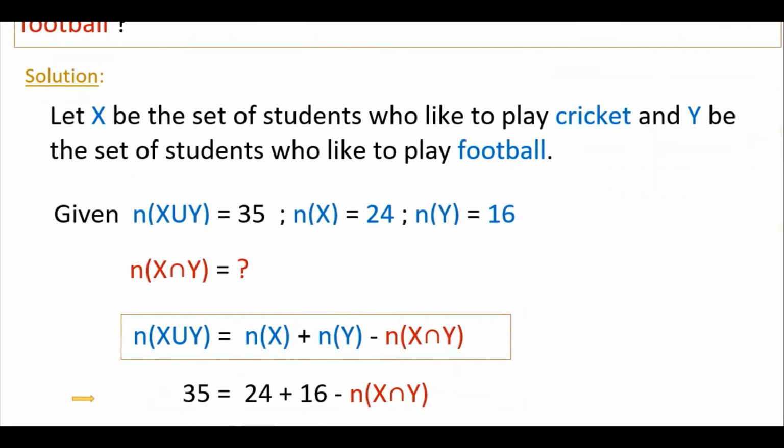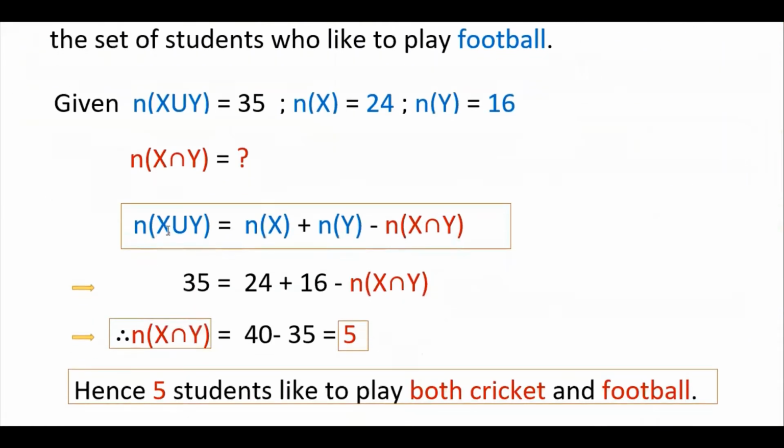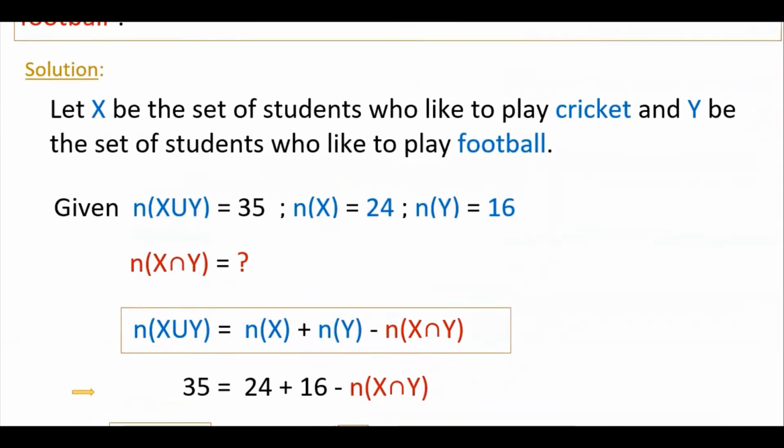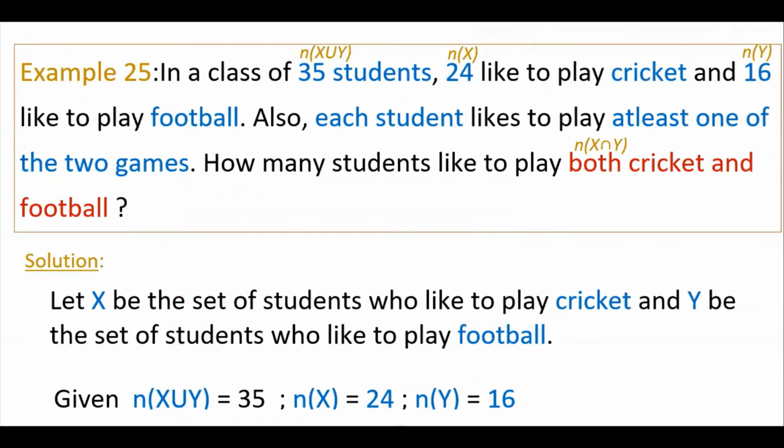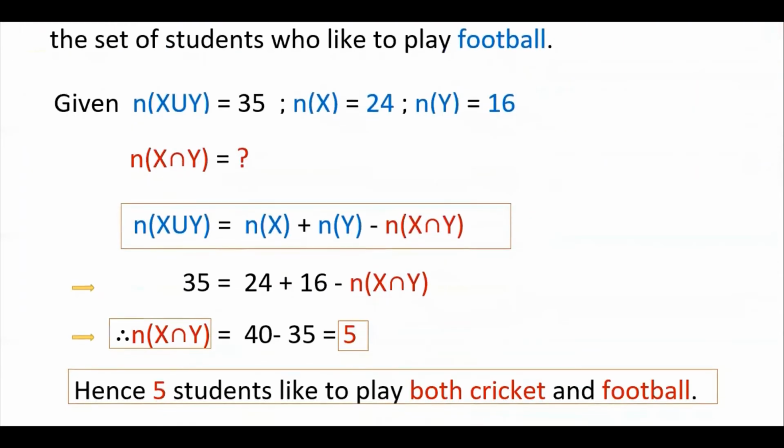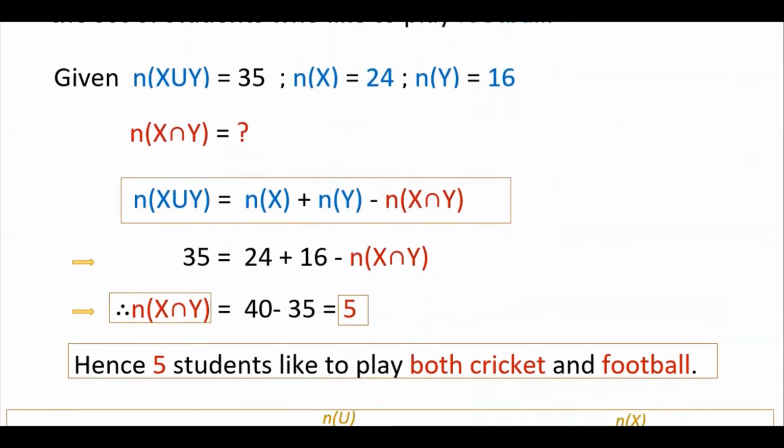First write the given values here and substitute all the values in this. n of X union Y is equal to n of X plus n of Y minus n of X intersection Y. So you have to find here n of X intersection Y. If you substitute the given values here, then you will get n of X intersection Y is equal to 40 minus 35, that is 5. So if you cross-check here, 24 plus 16, that is 40. 40 minus these 5 students, so you will get 35 students. You can cross-check like that. Hence, 5 students like to play both cricket and football.